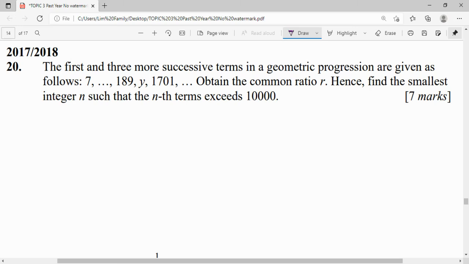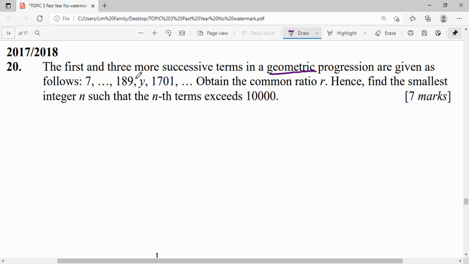For question 20, we are given the first and three more successive terms in a geometric progression, as follows. So we have our first term here, this is our a, and then this is our following number in the pattern. So they are testing us on geometric progressions. So obtain the common ratio r.